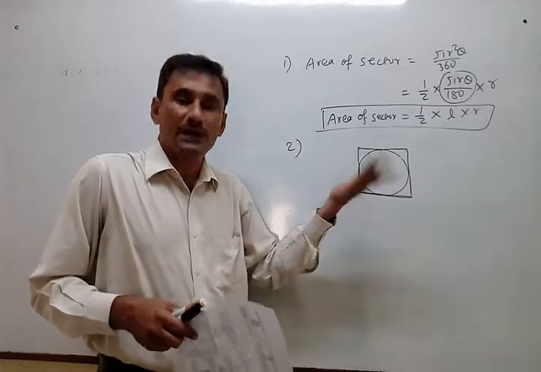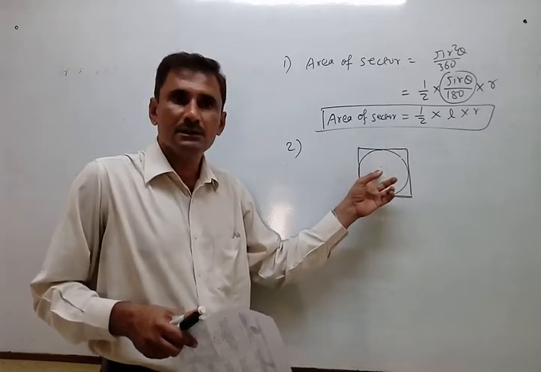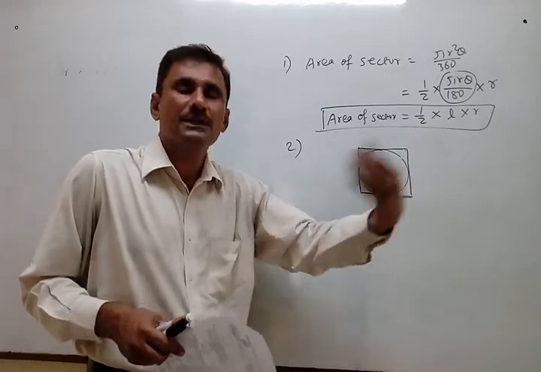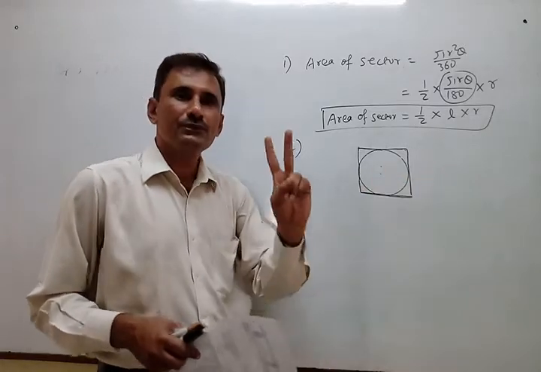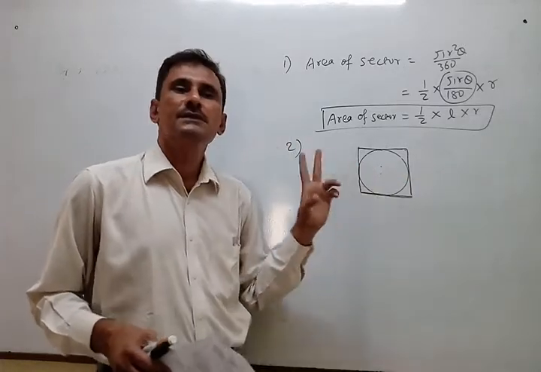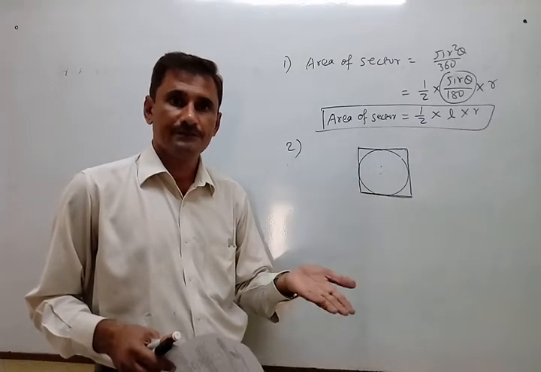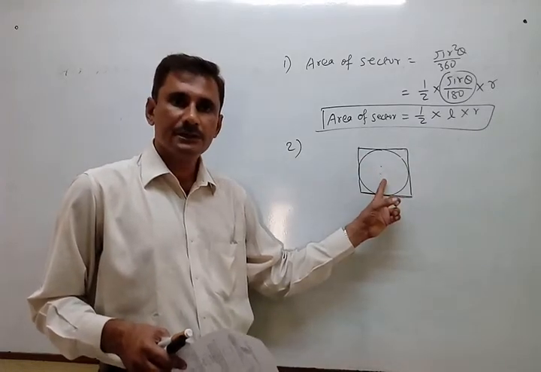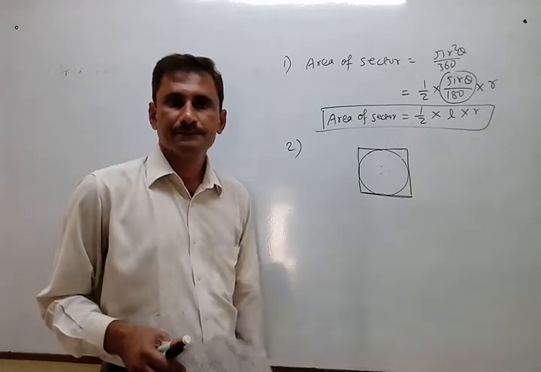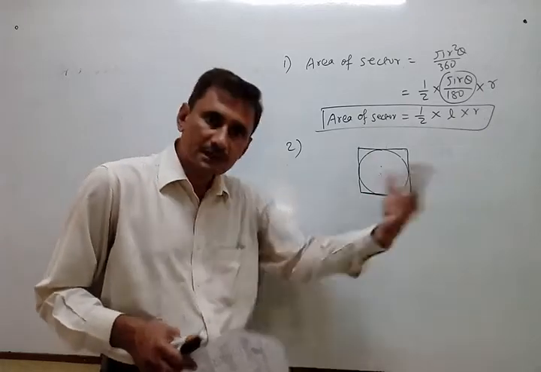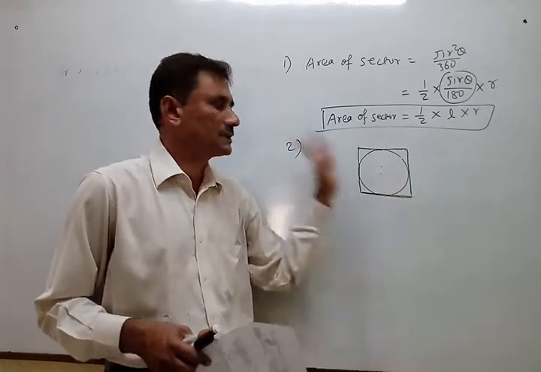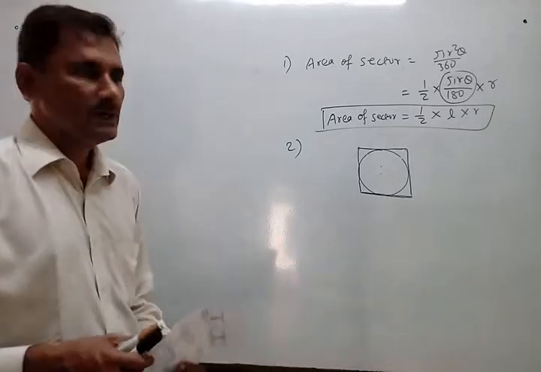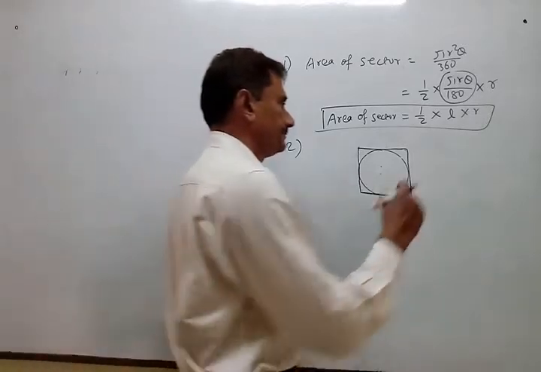Square is circumscribed to circle. Circumscribed means outside. So there are two ways I can narrate this figure. Again I repeat it: circle is inscribed in a square. Otherwise, square is circumscribed to circle. Now quite the opposite way.